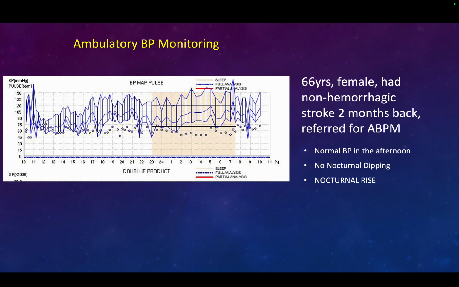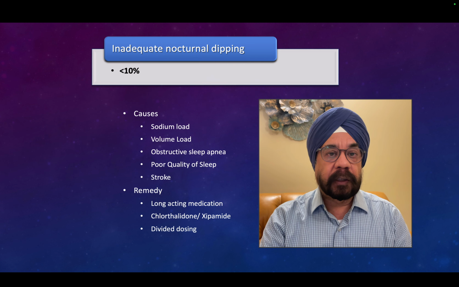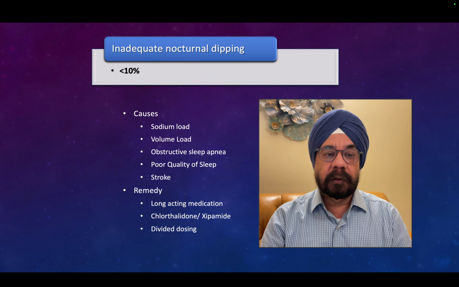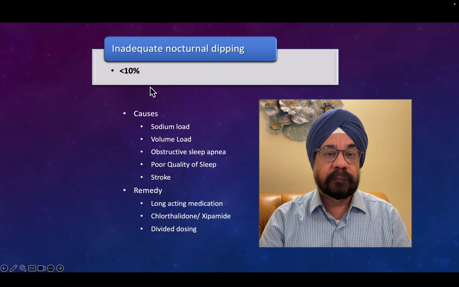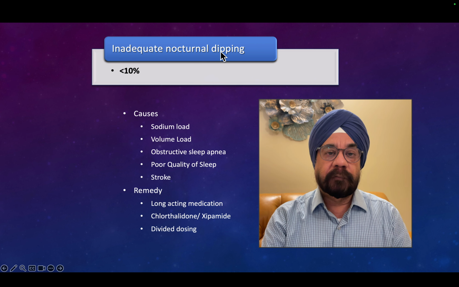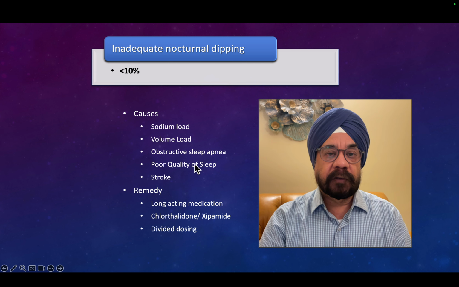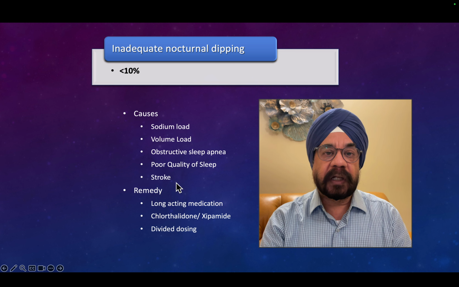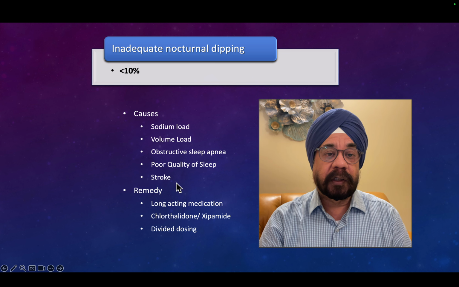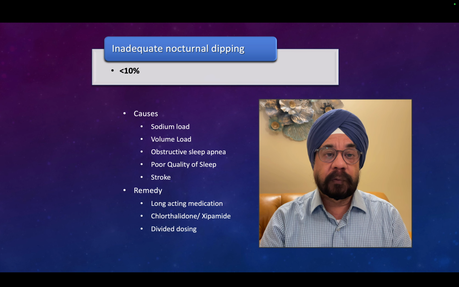So that's a very, very important prognostic parameter. Nocturnal inadequate dipping happens if there is less than a 10% fall in the nocturnal blood pressure from the daytime. Causes are usually, the commonest is sodium overload, obstructive sleep apnea, bad quality of sleep. But stroke, surprisingly, is a very, very important parameter. I'm going to show you in the subsequent slide.